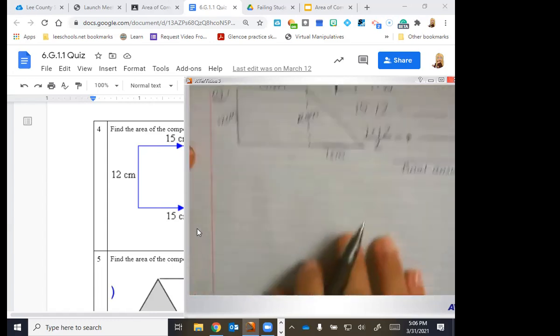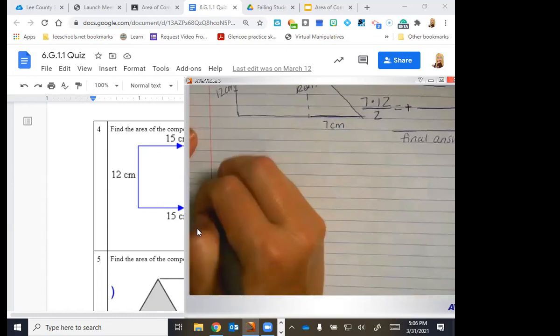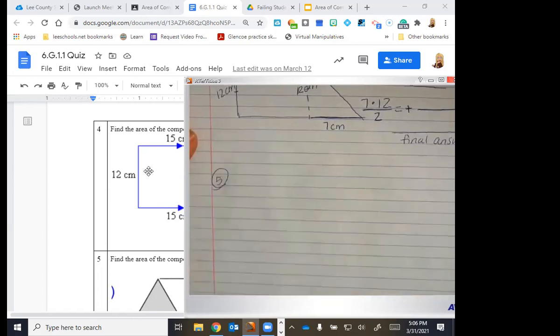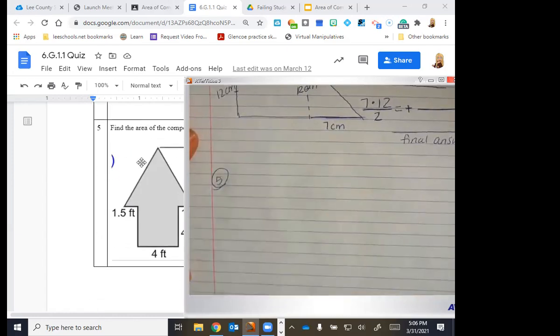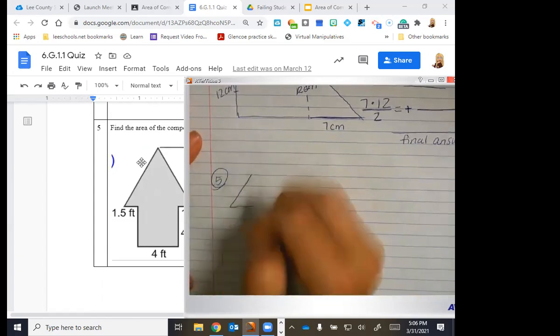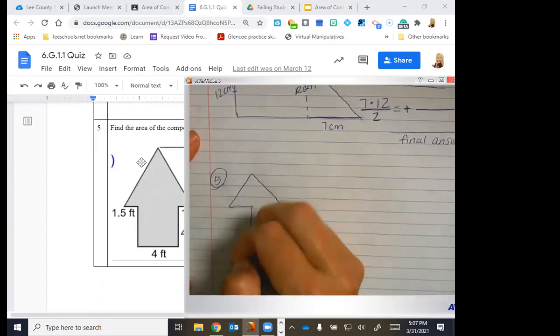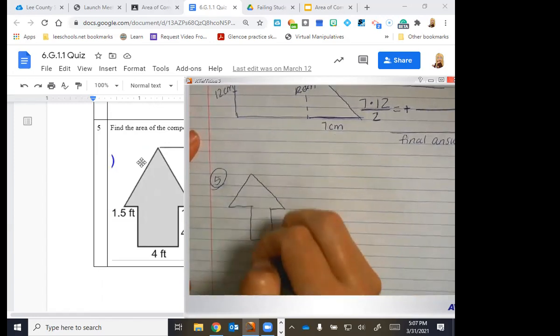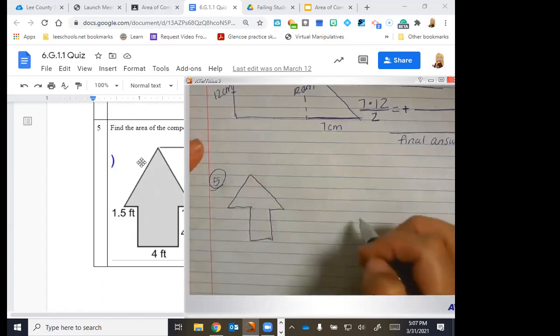All right, last question, question number 5. Question number 5 is an interesting shape. It's like an up arrow. So I'm gonna do my best to draw it. Not very good at drawing, but we'll try. I didn't make it as even and thick as I should, but that's okay.